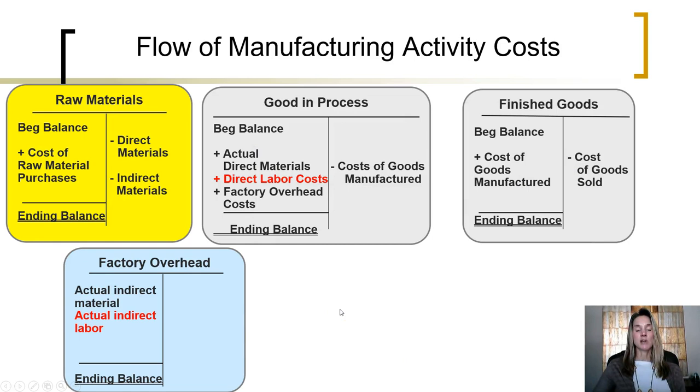We can see these costs being recorded. Direct labor costs are recorded directly into goods in process. The indirect labor costs are debited into factory overhead.